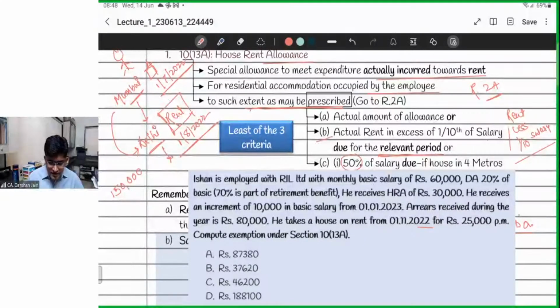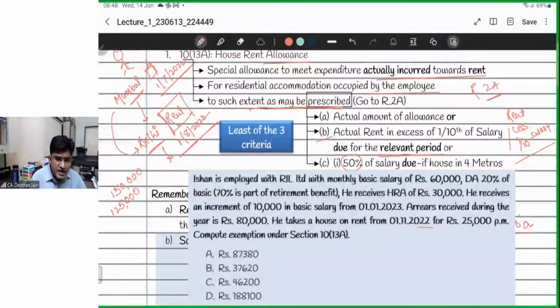Now, what is the amount that I've paid as rent? I've paid 25,000 rupees, isn't it? So for 5 months, I am paying 25,000 into 5, that is 1,25,000. So now immediately what happens? 1,50,000 exceeds 1,25,000. So I know that 1,50,000 entirely is not exempt.